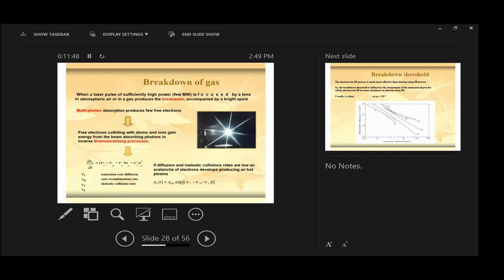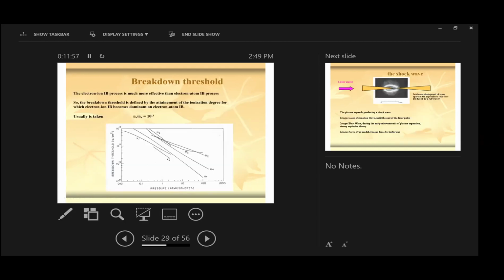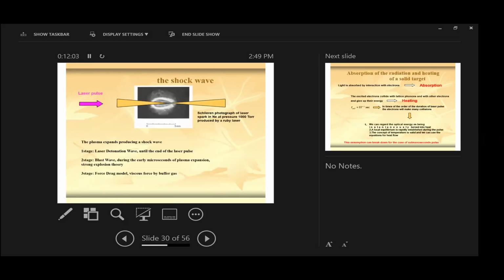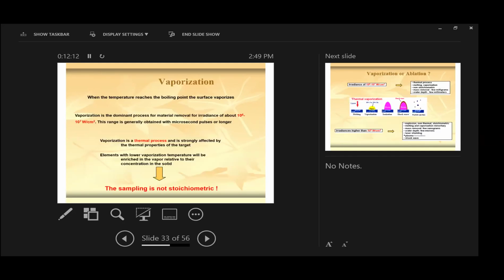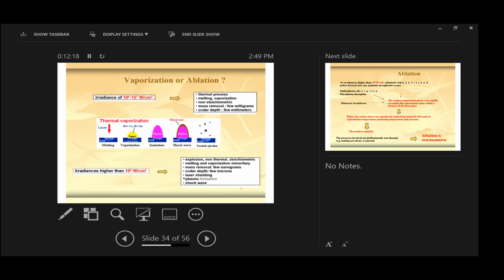There is a theory about how breakdown happens in gas or the sample itself, where the electron density increases with time due to many mechanisms, passing through shockwave generation, absorption, heating up and melting. If the sample is in the solid state, it will melt and vaporize, and after plasma formation we collect the emission of the plasma, and the analysis of that emission is a fingerprint of the content inside the plasma.